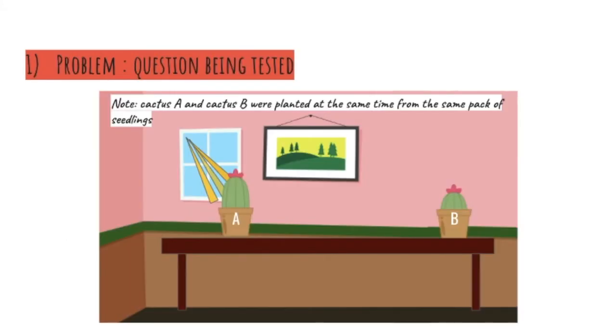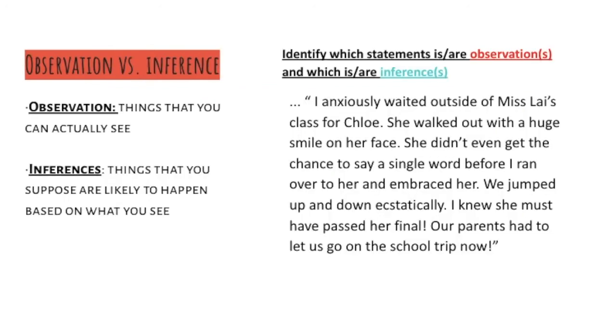The scientific method starts with identifying a problem and forming a question that can be tested. A scientific question can be formed by making observations with your five senses and gathering evidence to form an inference. Before we get started, let's go ahead and clarify the difference between an observation and an inference. Observations are made using your five senses and include things that you can actually see, whereas inferences are things that you suppose are likely to happen based on what you see.